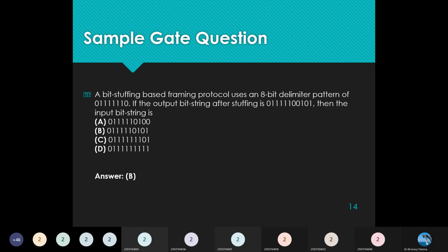Okay, so what is that 101? Where is it, 0 1 101, and of course it is at option B. Option B has that particular thing, and that is the input stream. So option B is the answer. It is a very simple and easy question. If you know what bit stuffing and byte stuffing are, you can easily answer these questions. This is one of the sample questions in bit stuffing.